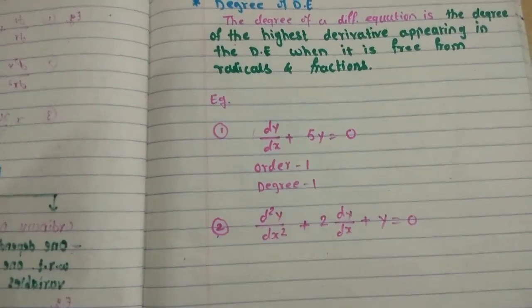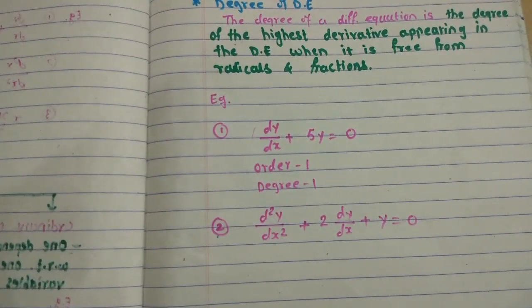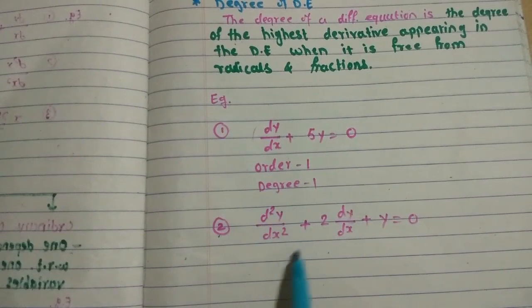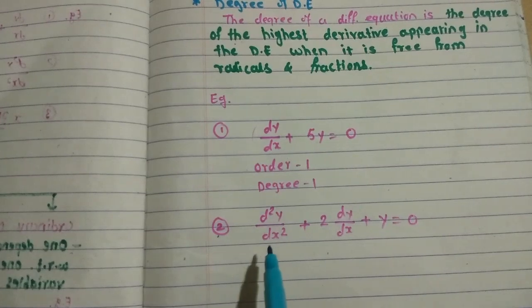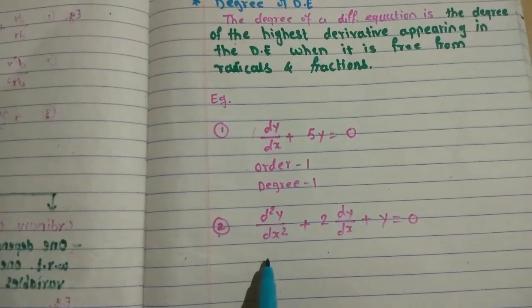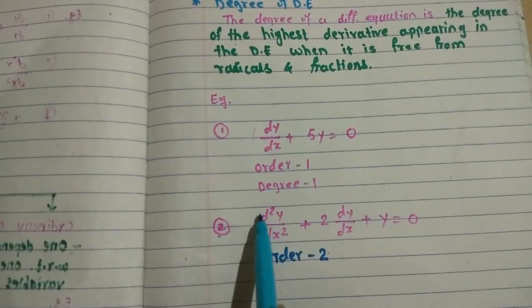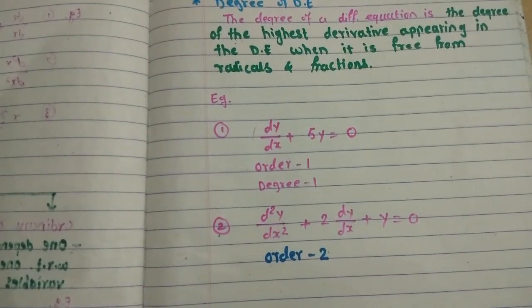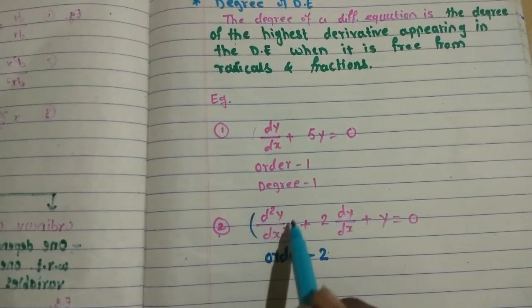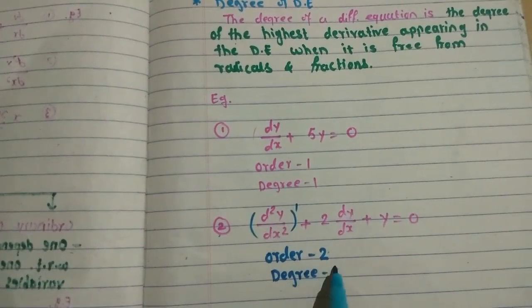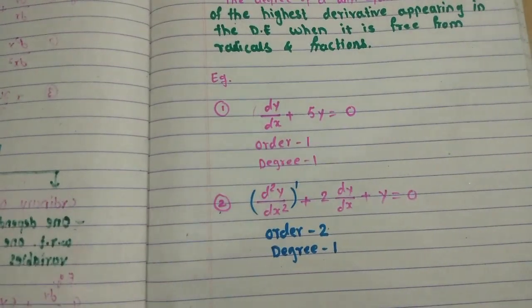Now obviously this is a differential equation, correct, because there is a derivative in this differential equation. Now first try to find out the highest derivative. So the highest derivative is this d square y by dx square. Now how many times is it differentiated? 2 times, which means order is 2. Now check the power of this highest derivative. So power is 1 here. So degree is 1.